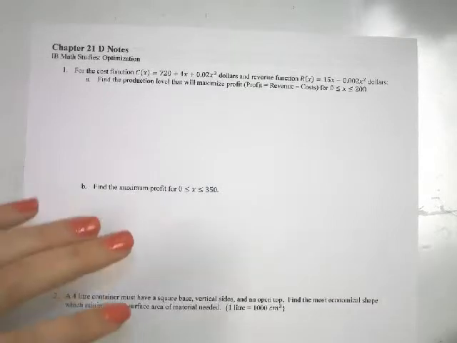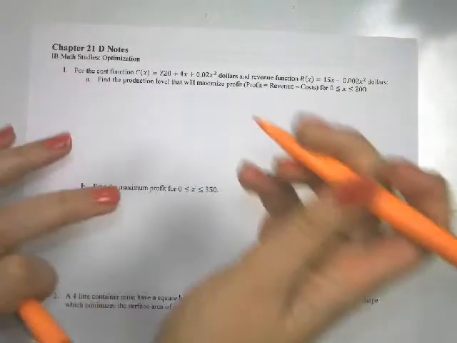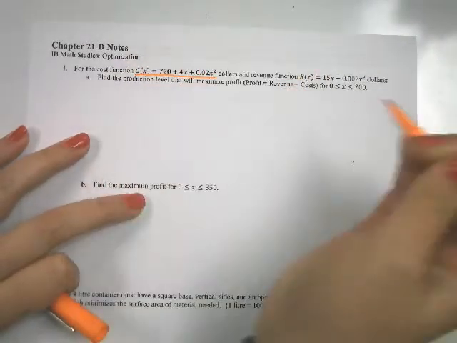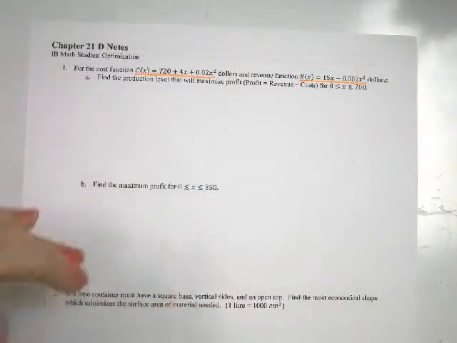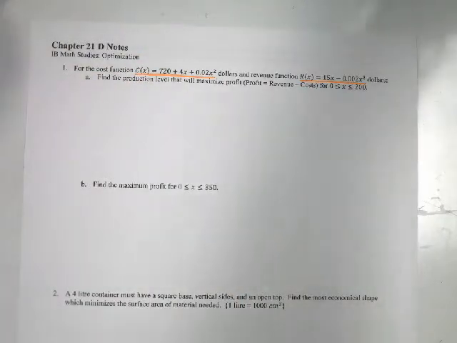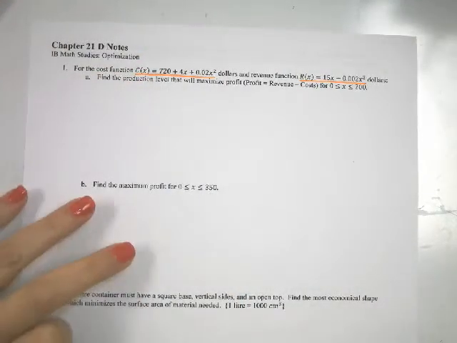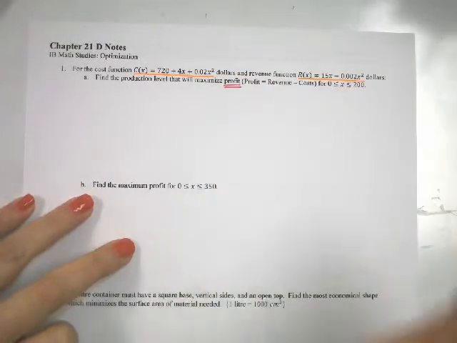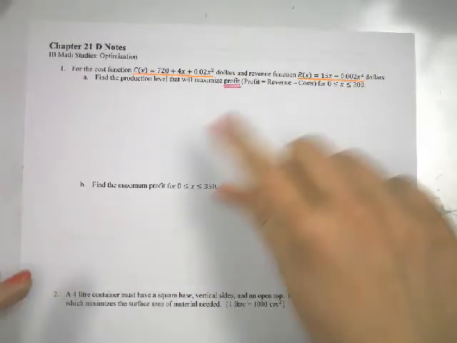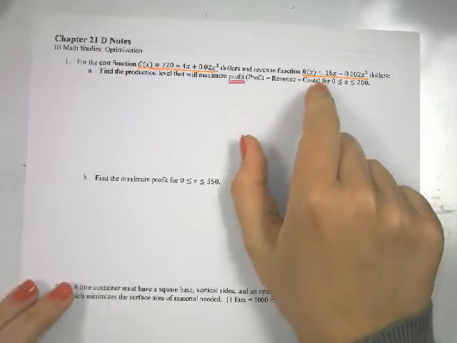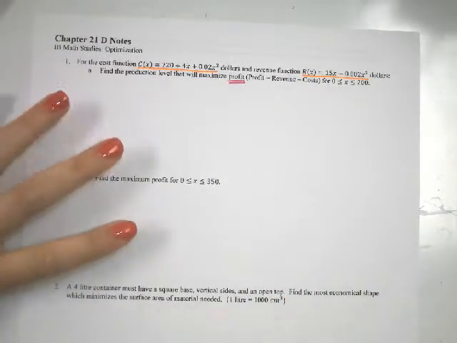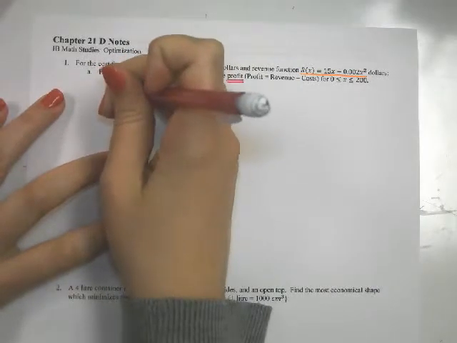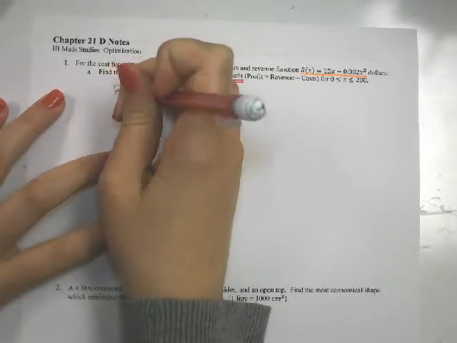So the first one says for the cost function, they give us this cost function and revenue function, both in dollars. Find the production level that will maximize profit. The profit is equal to the revenue minus the cost. Maximize profit. So this is how much money we bring in minus how much money we spend, and that gives us our profit function. So we're going to write our profit function. I'm going to call it P of X.